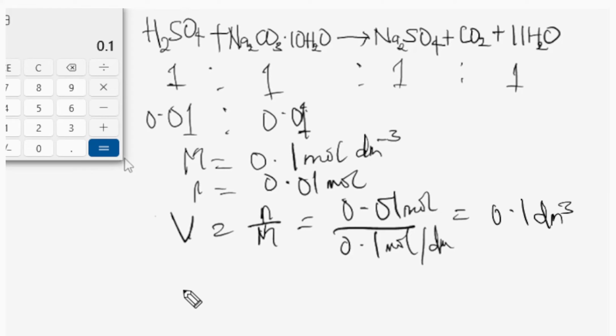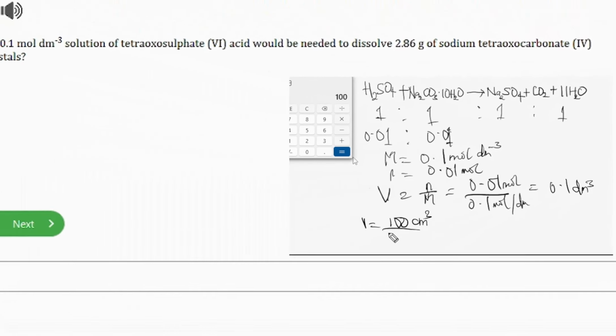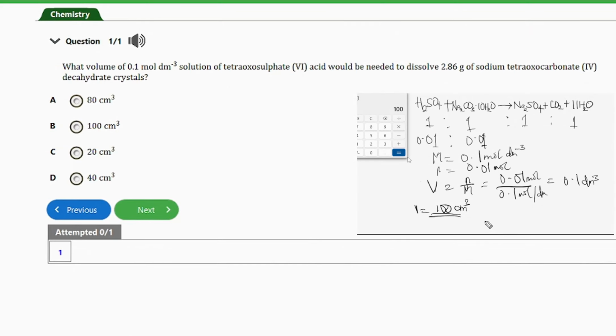Like we know, the options given to us here are in cm cube. So we are going to convert this to cm cube, and that's by multiplying this by 1000. When we multiply this by 1000, we'll have our volume to be 100 cm cube. So guys, this is the answer to this question, and that's 100 cm cube.